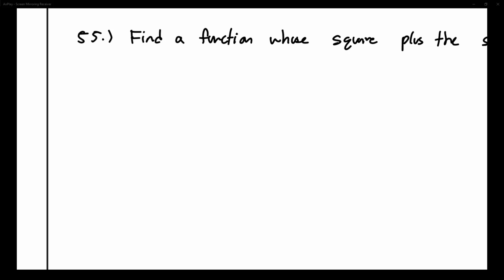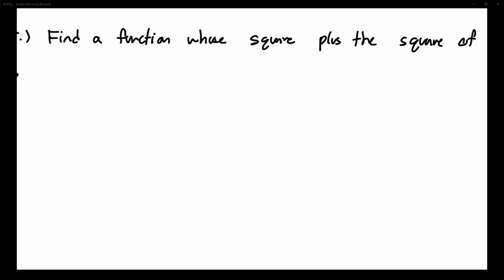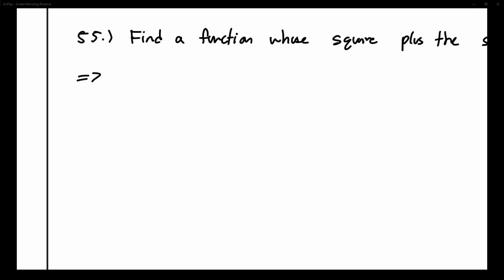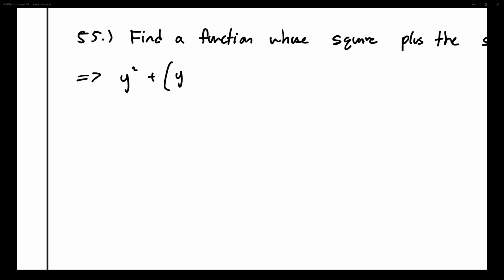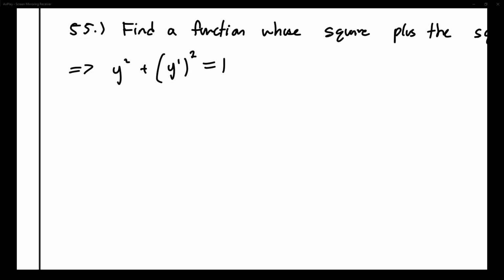So, dissecting the word salad, you get a function whose square, y squared, plus the square of its derivative, y prime squared, equals 1. Okay.